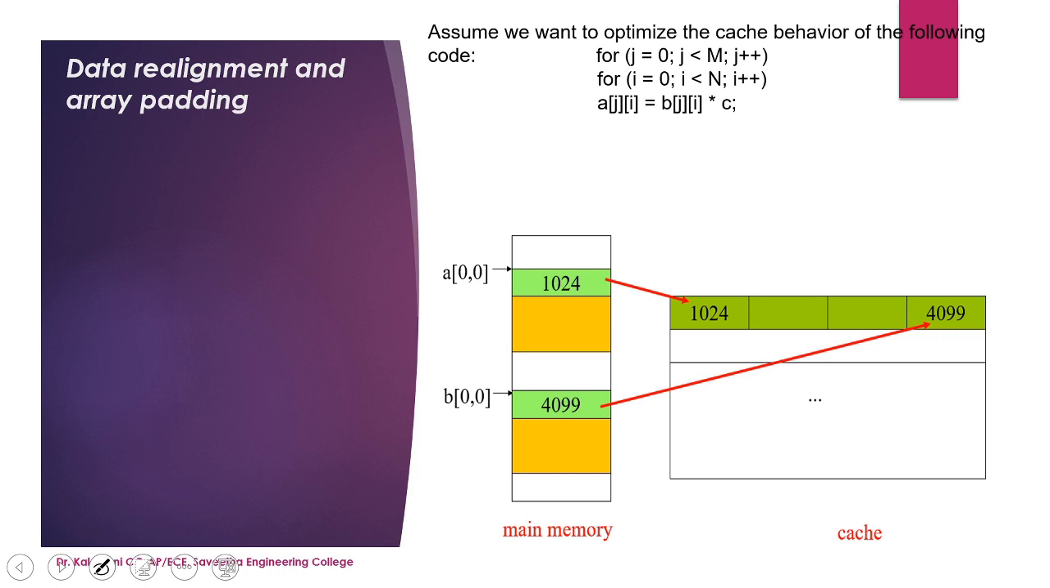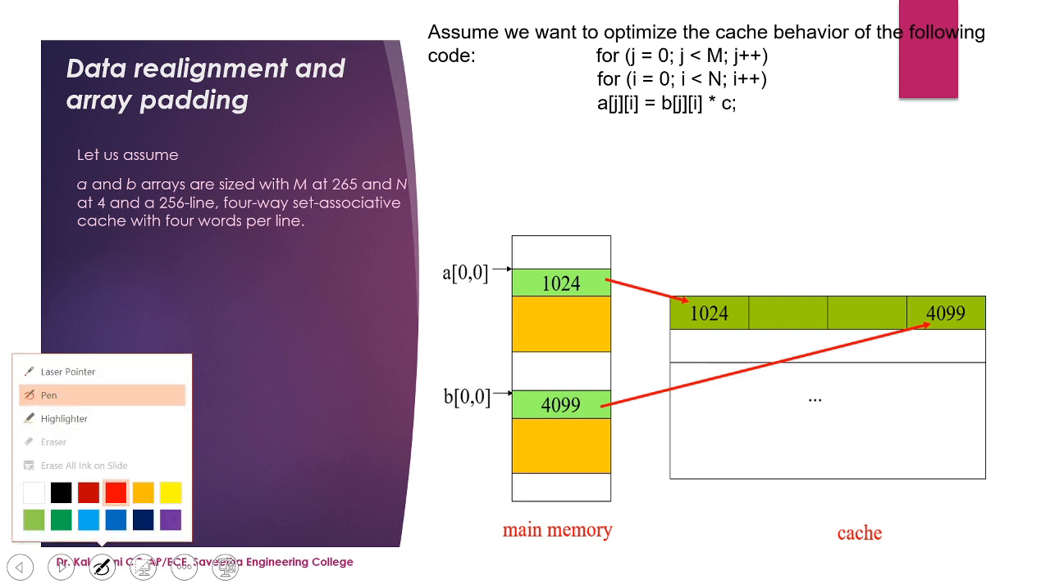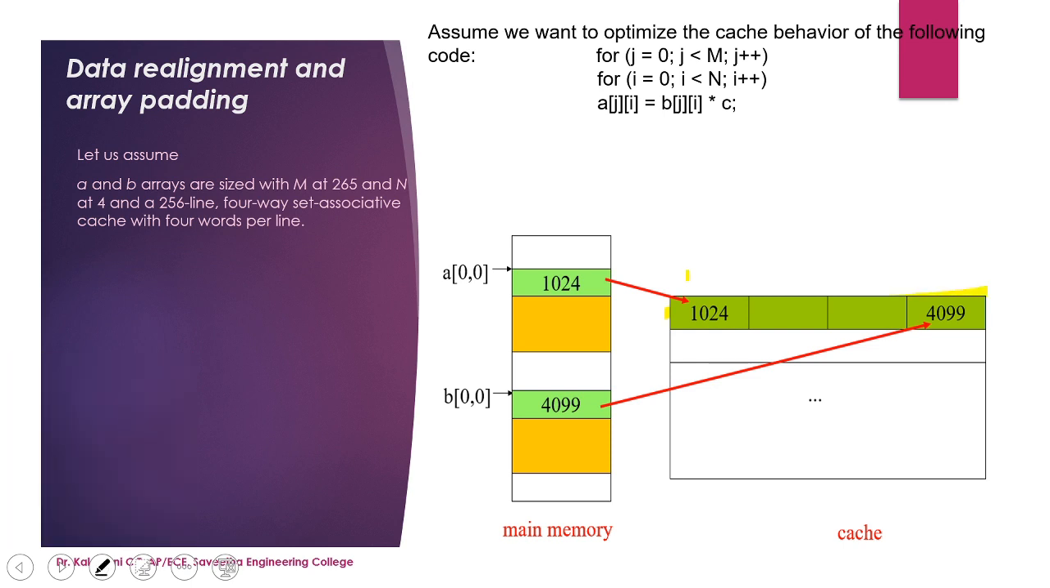For this execution, we will take an assumption that the M value is 262, the N value is 4, and there are 256 lines of execution. It is a 4-way associative cache with 4 words per line. So we can see here 4 words per line. Okay, 4-way cache.